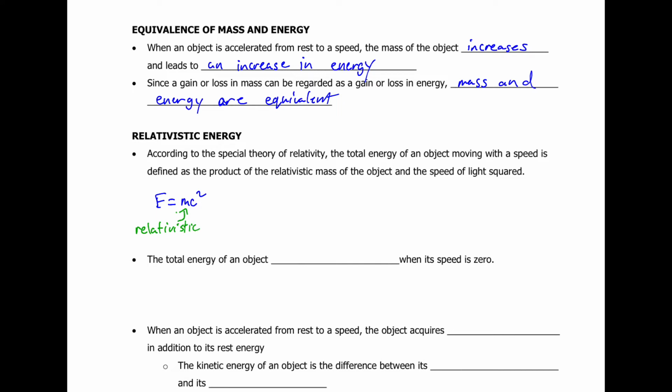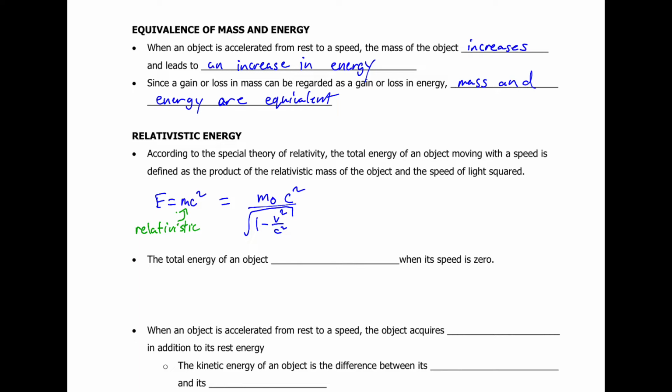So we can also write our energy in terms of rest mass. So using rest mass, we have to use the transformation. So we get m naught over the square root of 1 minus v squared over c squared, times c squared. So this is also true. This is also your equivalence of energy.